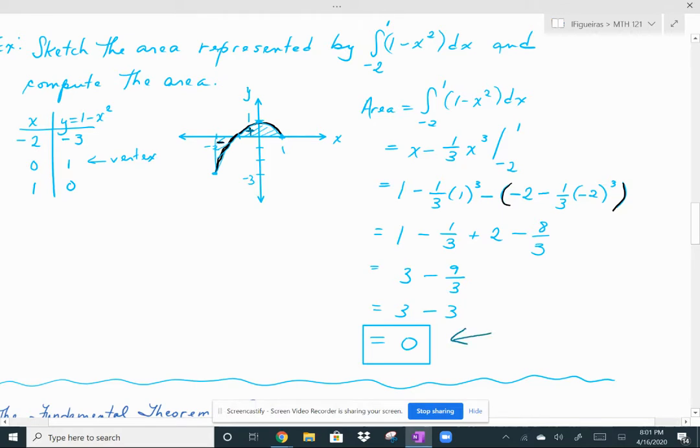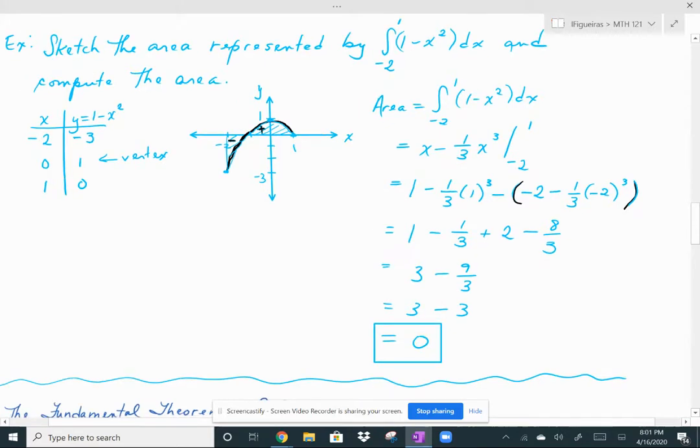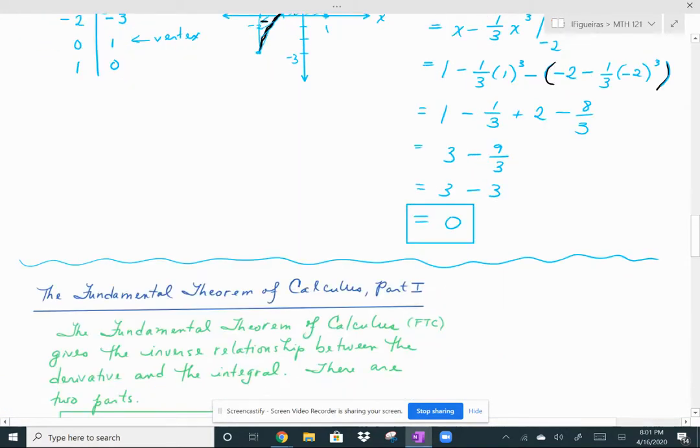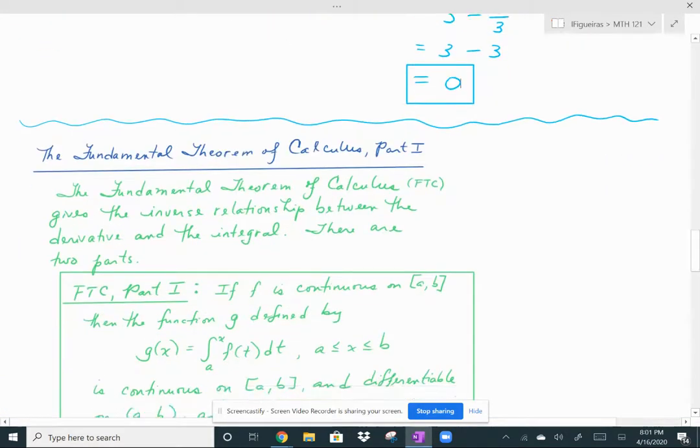So what that means is that these two areas are the same, except one is positive and one is negative. So they cancel each other out to just 0. Okay. Let's move on. This is the fundamental theorem of calculus, part 1.